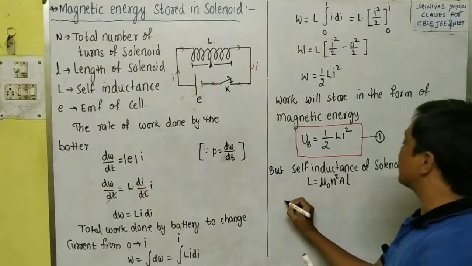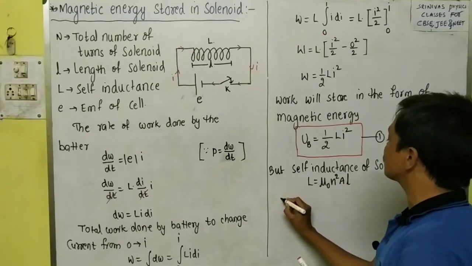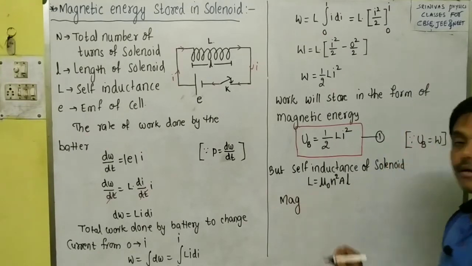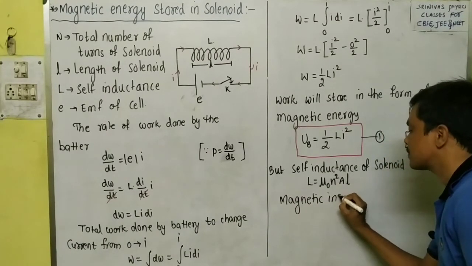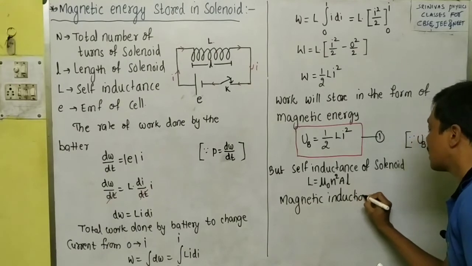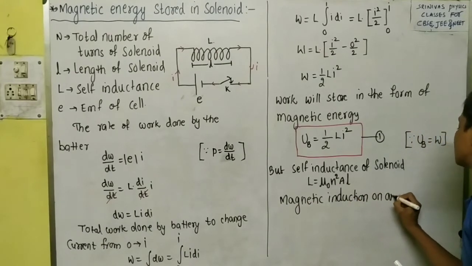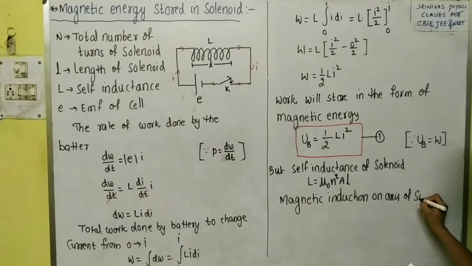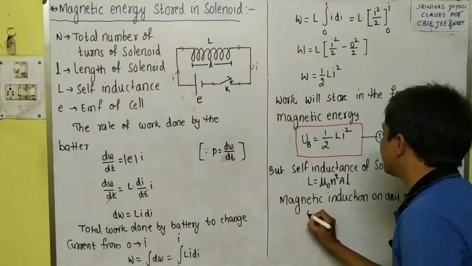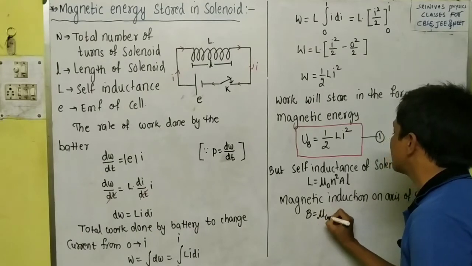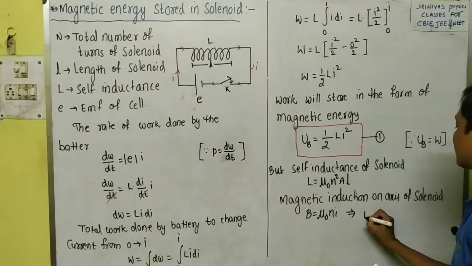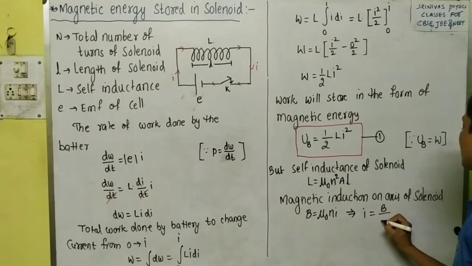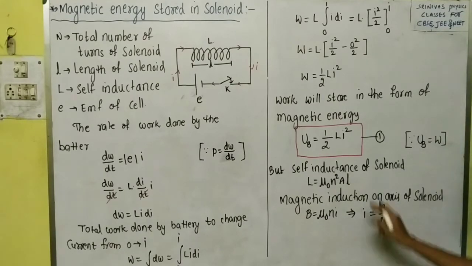And what about the magnetic induction on the axis of the solenoid? Can you tell? Yes, that is B. Its formula is mu naught n I. From this I formula, I is B by mu naught n. This we substitute in the above equation.